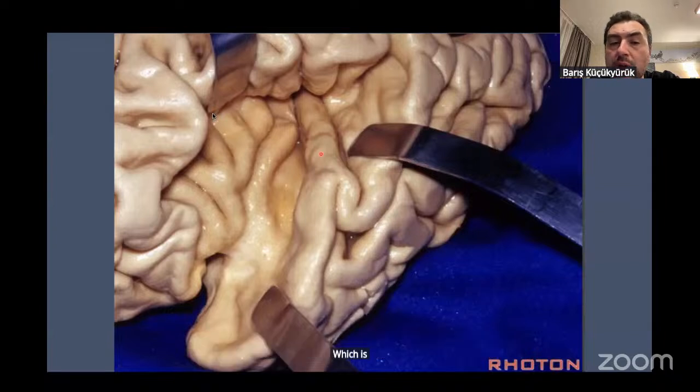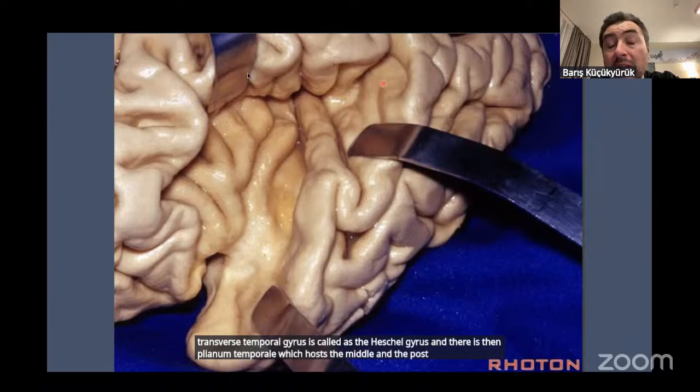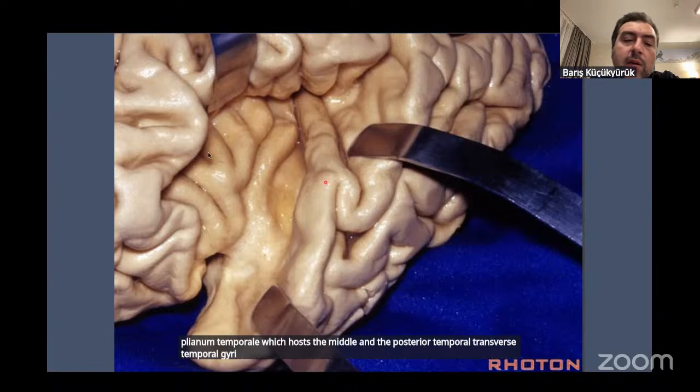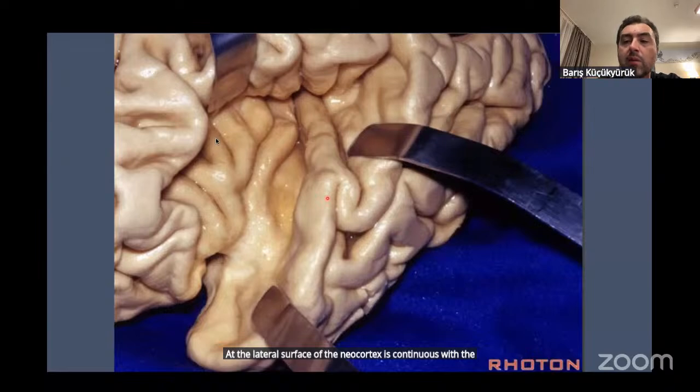Particularly, the most anterior one is important in the speech function, which is called the Heschl gyrus. So we can say the most anterior transverse temporal gyrus is called the Heschl gyrus, and there is then the planum temporale, which hosts the middle and the posterior transverse temporal gyri. As I told before, the superior temporal gyrus at the lateral surface of the neocortex is continuous with the Heschl gyrus at the superior surface.